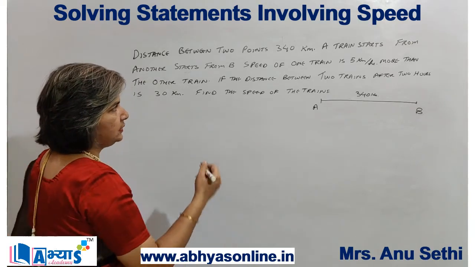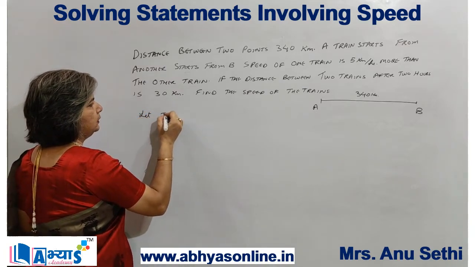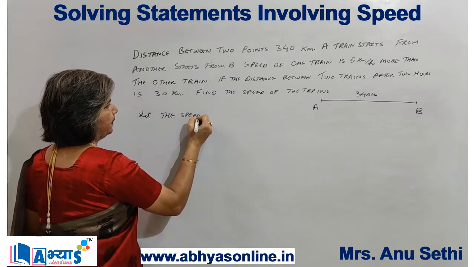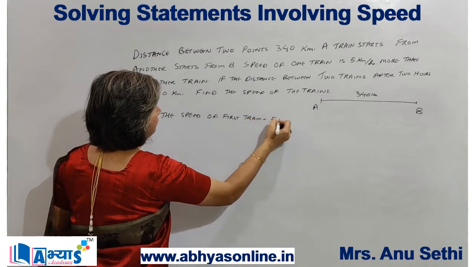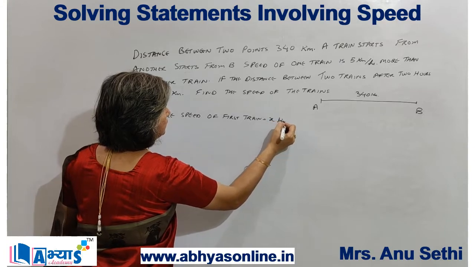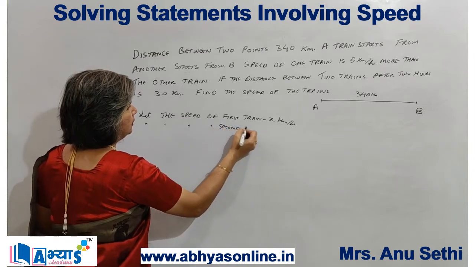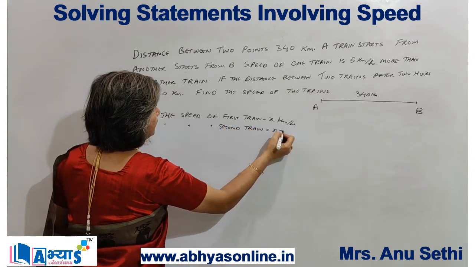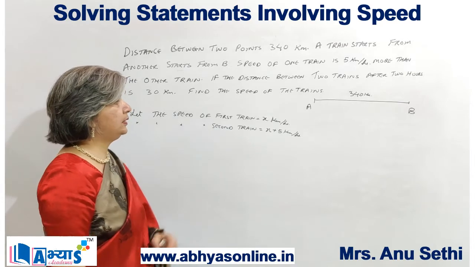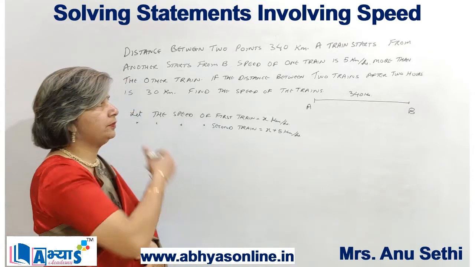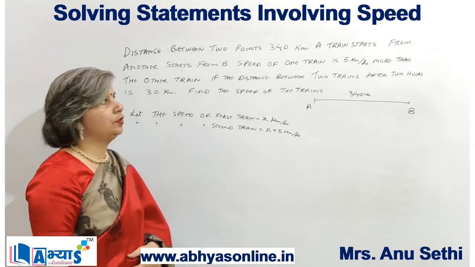Another thing that is given is that the speed of one train is more than the other by 5 kilometers. In these type of questions, let us take the speed of the first train. Let the speed of first train equal x kilometers per hour. The speed of second train will be x plus 5 kilometers per hour, because it is given that the speed of the one train is 5 kilometers per hour more than the other.